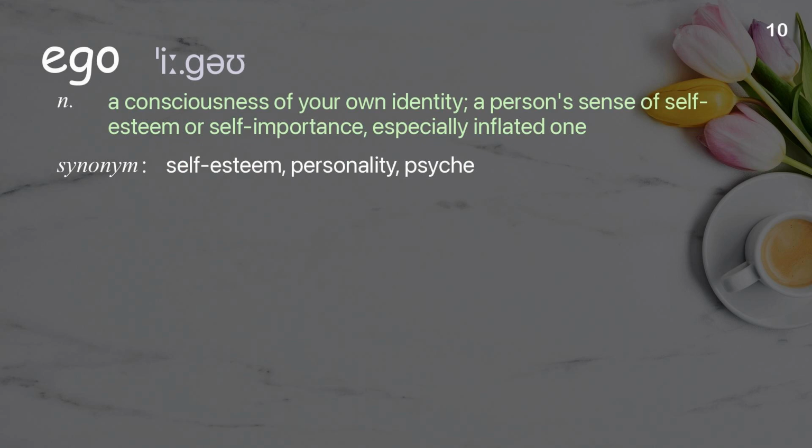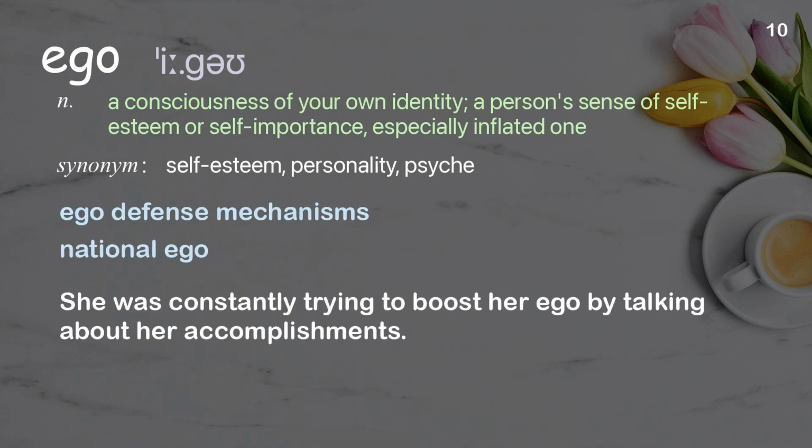Ego. A consciousness of your own identity; a person's sense of self-esteem or self-importance, especially inflated one. Examples: Ego defense mechanisms. National ego. She was constantly trying to boost her ego by talking about her accomplishments.